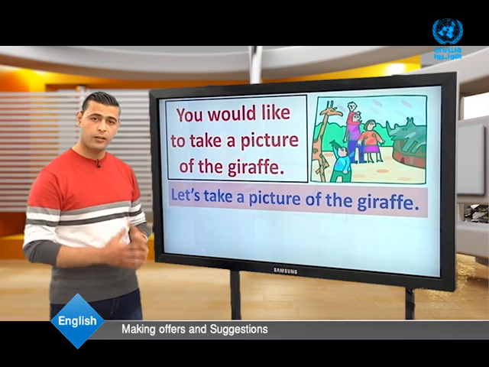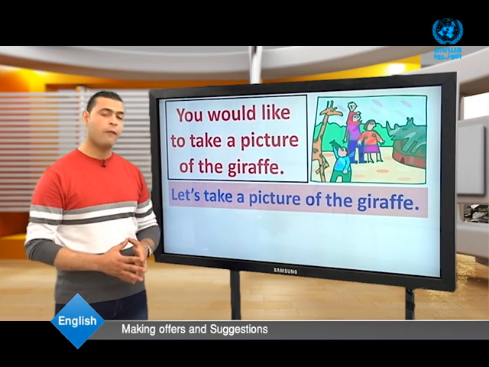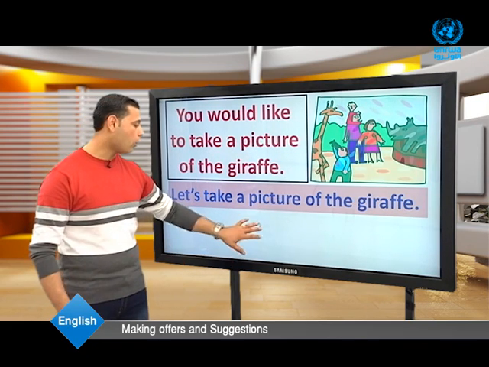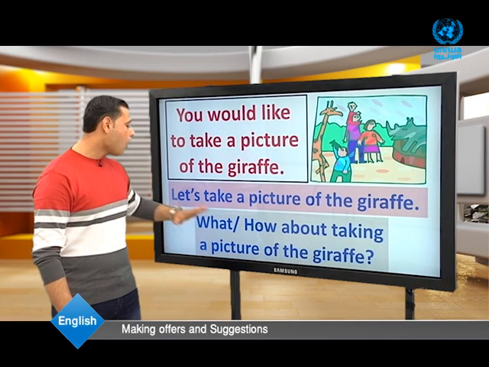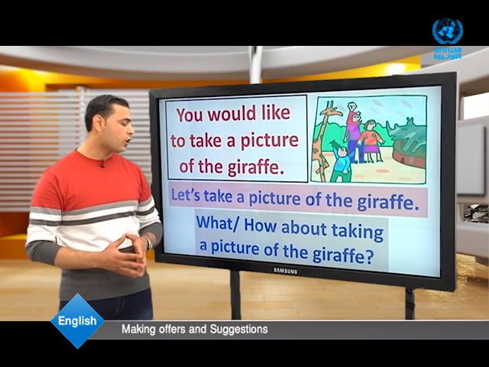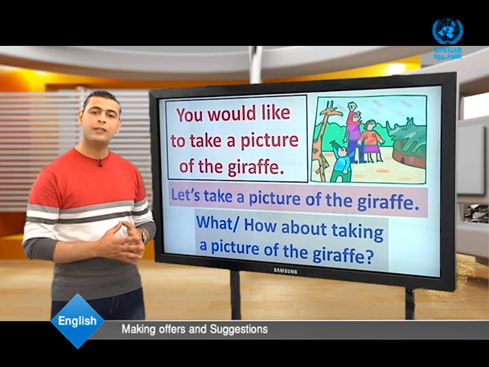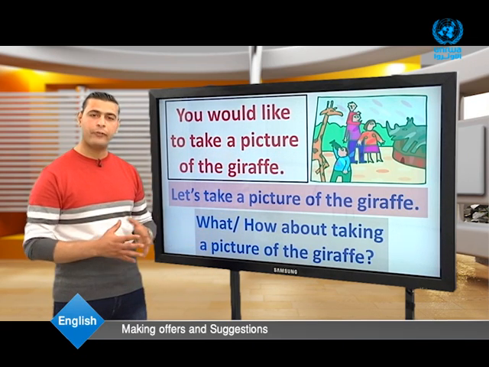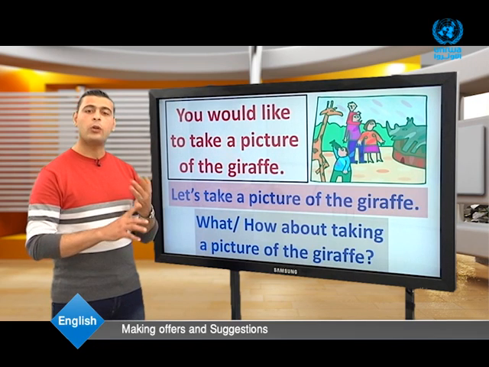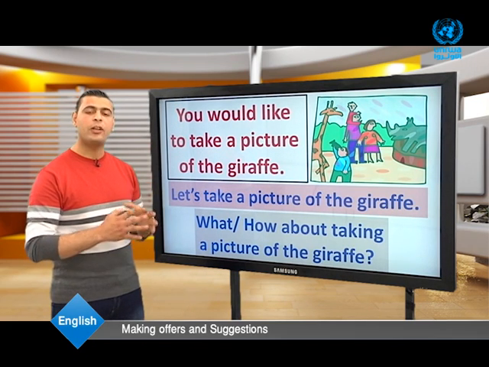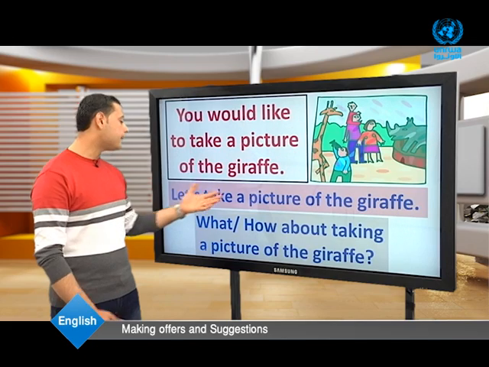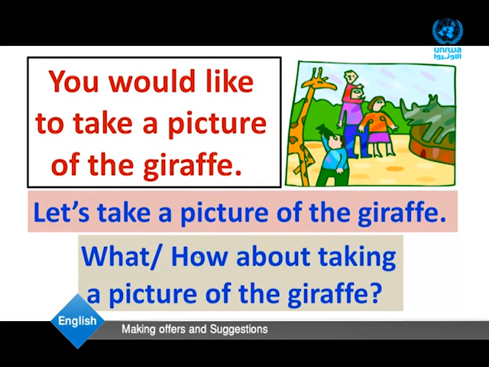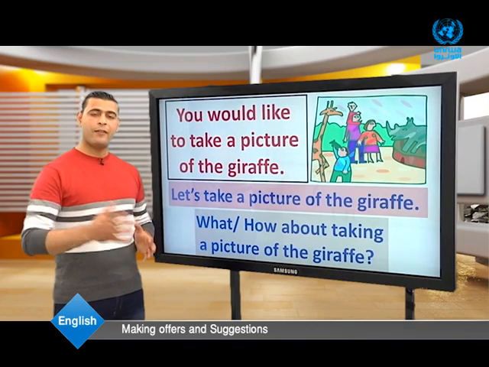The first suggestion, let's take a picture of the giraffe. Or, what about taking a picture of the giraffe? What about taking, or how about taking a picture of the giraffe? Or let's take a picture of the giraffe. Also we can say, why don't we take a picture of the giraffe? Let's have another situation.